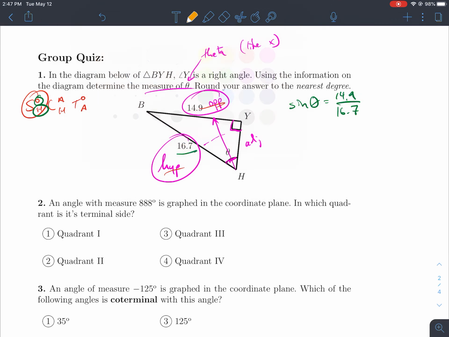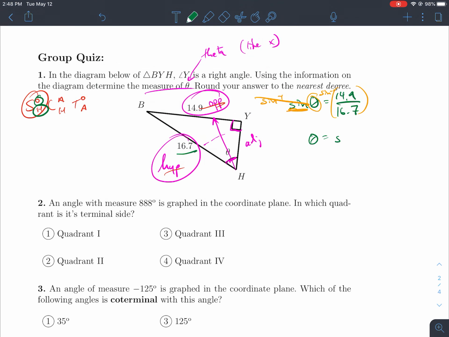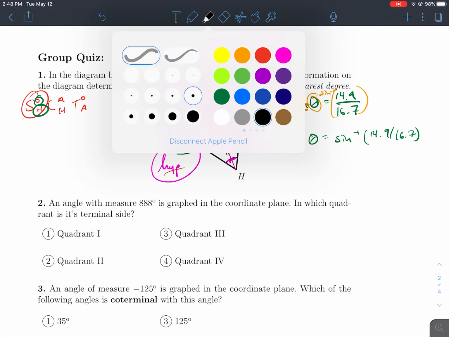All right, the last step to solve for theta here, we need something that will get rid of sine. And we learned very early on, the opposite of sine-ing something is to do sine inverse. So sine inverse will cancel out with sine. But if we do sine inverse to this side, we've got to do sine inverse to this side as well. That gives us our final expression to plug into the calculator, sine inverse, 14.9 divided by 16.7.